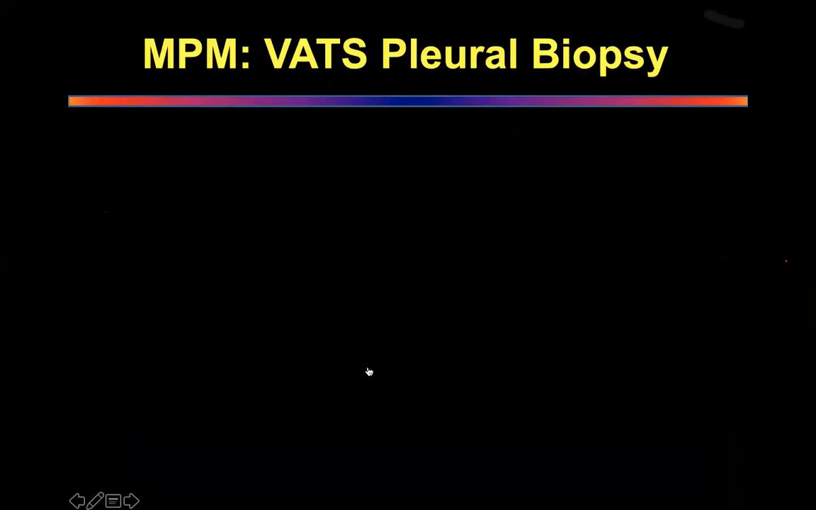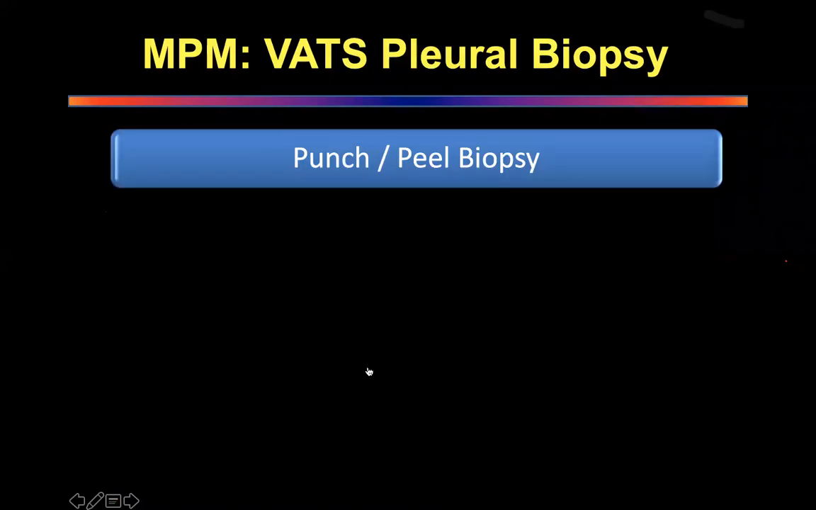The other important thing when you do a pleural biopsy is how to biopsy these lesions. So there are two types of biopsies. One is a punch biopsy, where you take a crocodile forceps or a long biopsy forceps, go in and take a punch biopsy. But better than a punch biopsy is a peel biopsy, where you make a hole in the pleura, dissect subpleurally, and take a whole peel off.